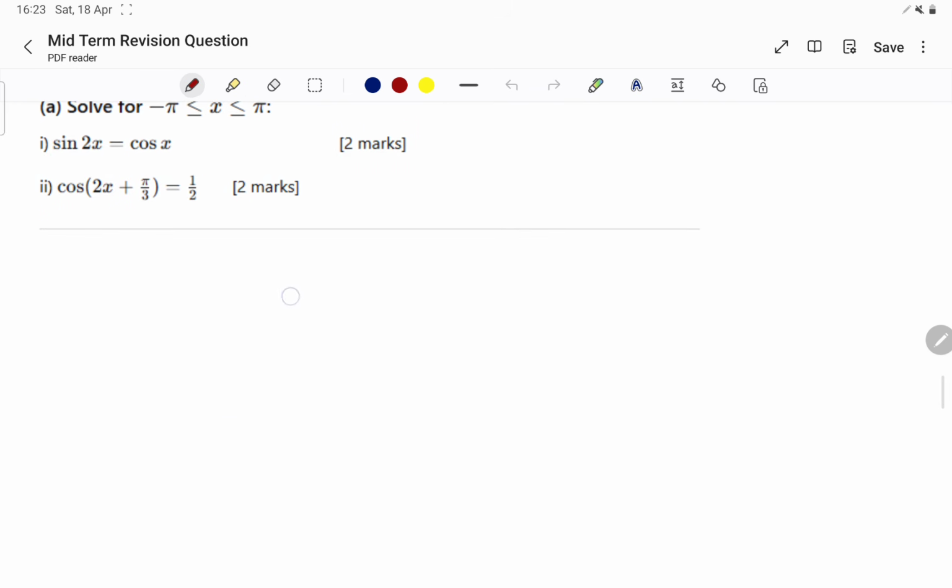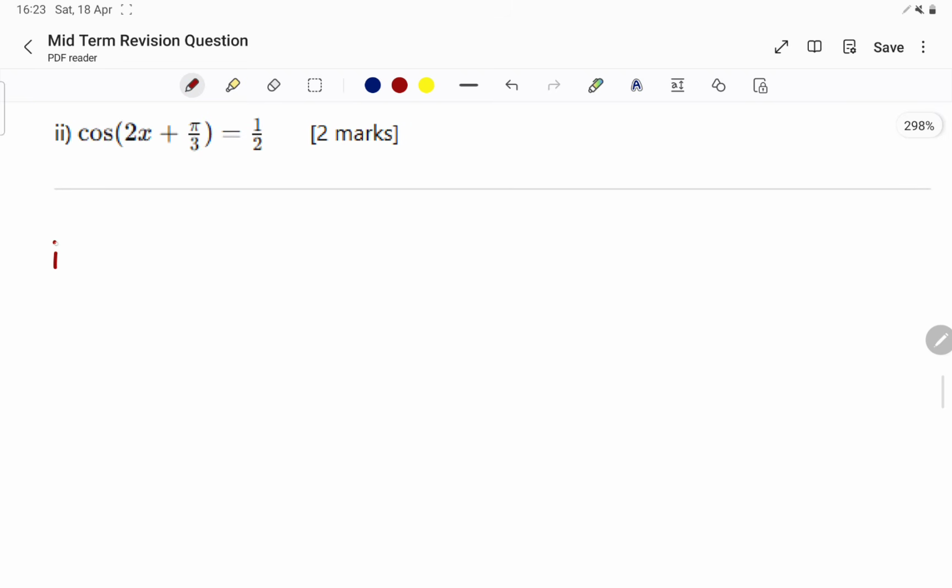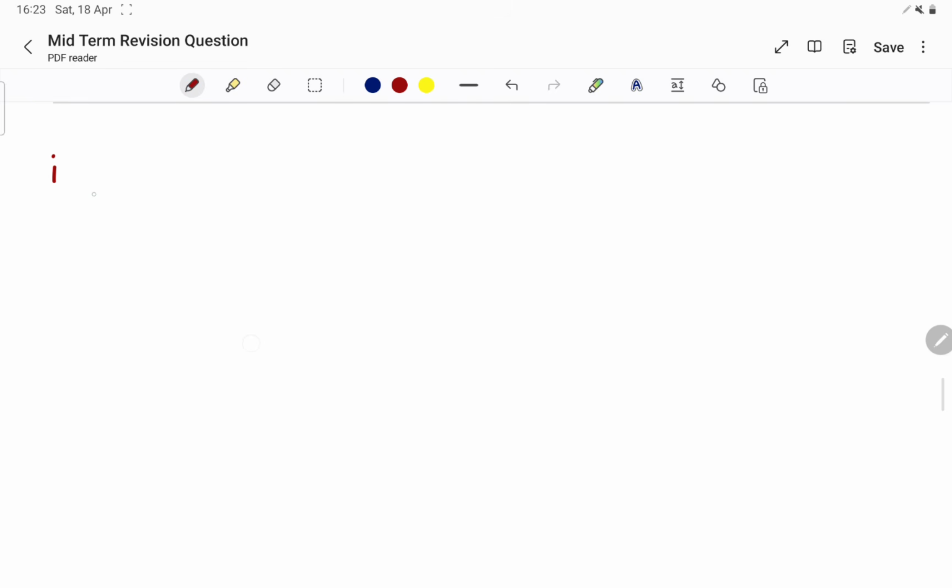Here we have sin 2x equal to cos x. When we want to solve this kind of question, when they say solve, that means we have to find the value of x. So how do we solve sin 2x equal to cos x? If you see, we have sin 2x, right?